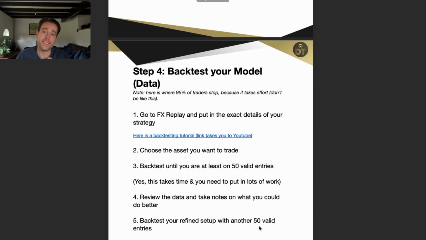And step 4 is the data building. A quick note here: this is where 95% of traders stop, because it takes effort. You actually need to put in work right now. So now you're probably binging or taking some notes. Step 4 is where you actually need to put in some work.